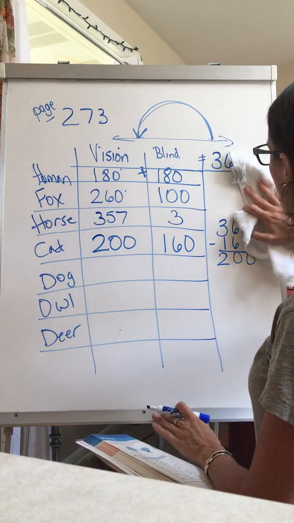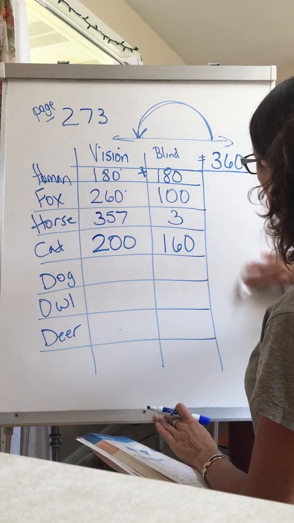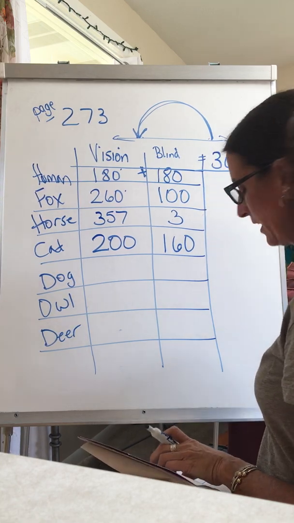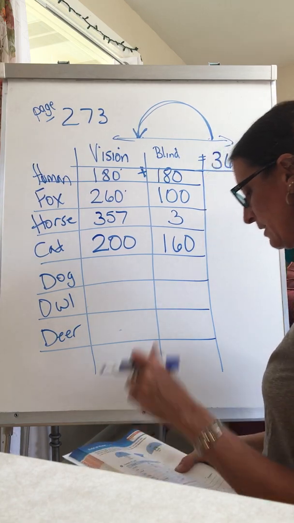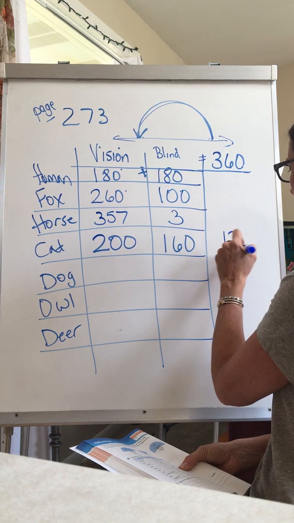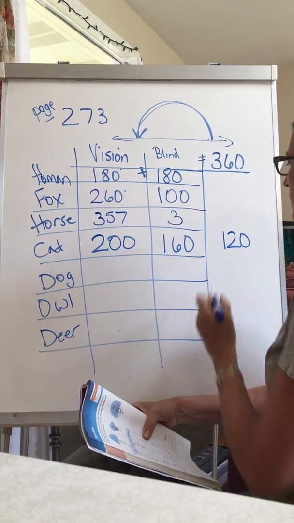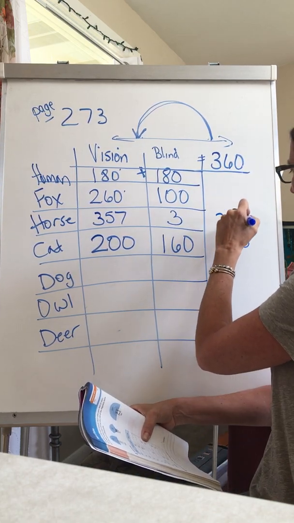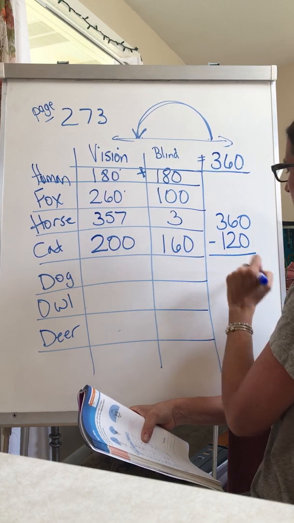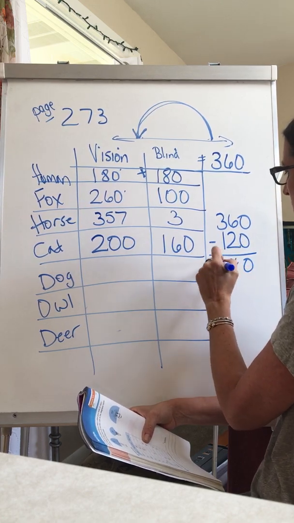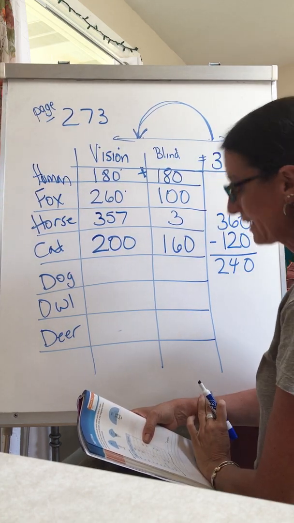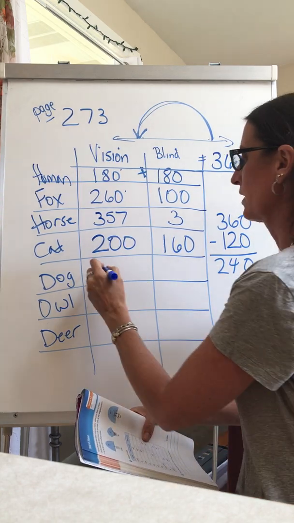And the dog is the same way. For the dog, we don't know what the dog can see, but the dog can't see 120 degrees. So we know 360 minus 120. So the dog can see 240.